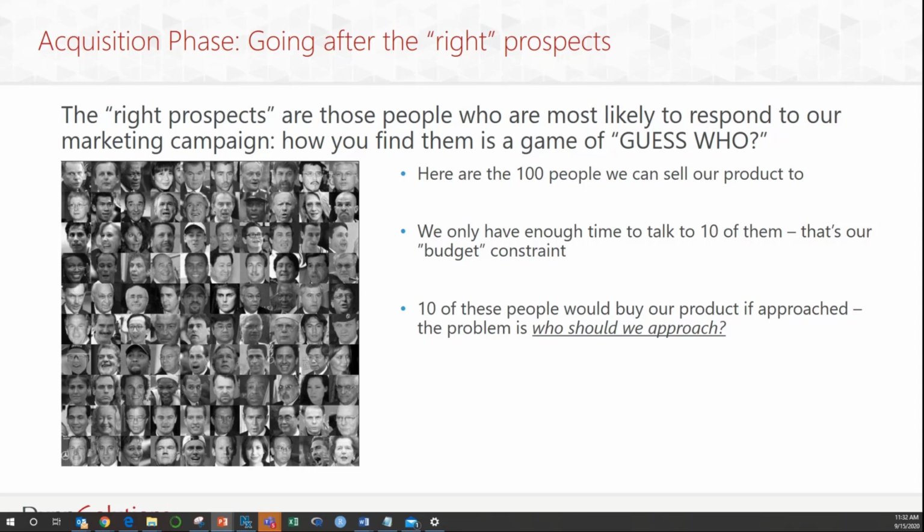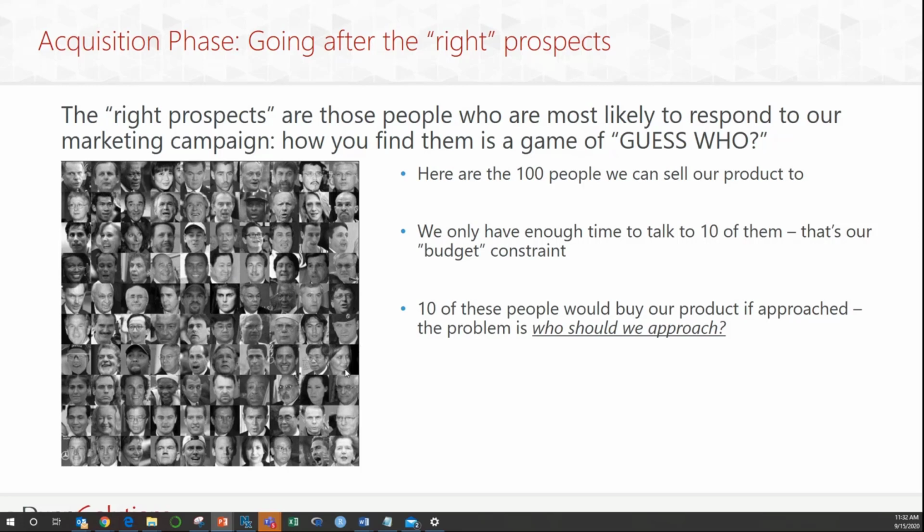So let's talk a little more about this game of guess who. Let's say that you are a salesman and you are at a business conference with 100 entrepreneurs. Let's also assume that 10 of these people would buy your product if you were to approach them and give them your sales pitch. The key is, to you, these people are just a bunch of faces, right? You don't know who the 10 buyers are.